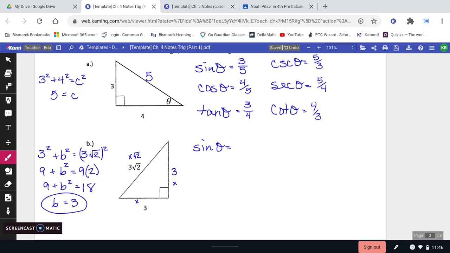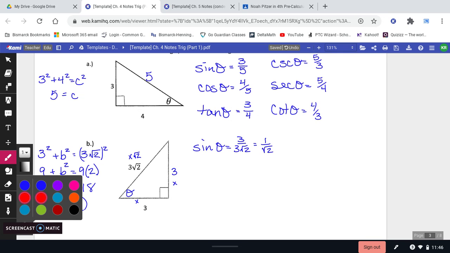Okay, so sine is going to be opposite over hypotenuse. Oh, I forgot to tell you which angle. Let's use this angle as our theta. Okay, so opposite of theta is 3 over hypotenuse, 3√2. That's going to simplify to 1 over √2. Now you'll notice we have a radical in the denominator, so you will need to rationalize. And this becomes √2 over 2.